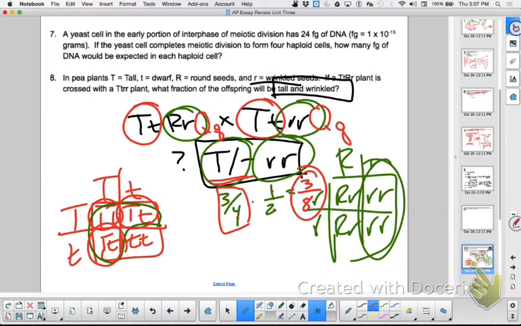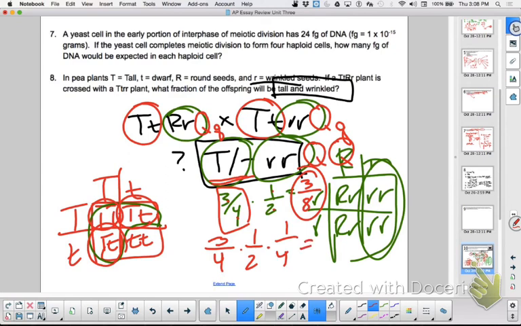Okay, and let's say I wanted to know how many would turn out this and this. Then what would it be? It would still be 3/4 times 1/2. Can you see that cross in your head? Yeah, 1/4. Okay, you multiply them all together.